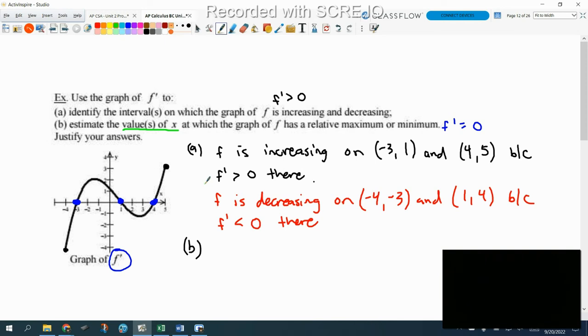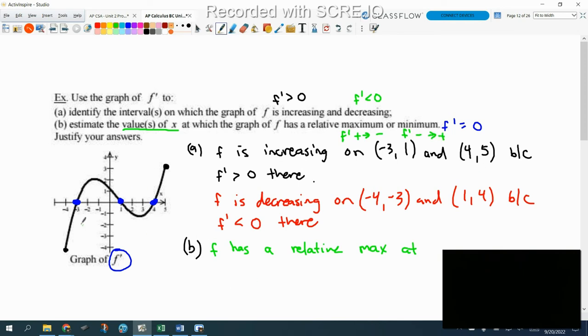Okay, so they're only allowed to ask you about the values of x on this part. Okay, so f has a relative max at... Okay, so I was going to write each time. For decreasing, that's where f prime is less than 0. For maximum, that's where f prime goes from positive to negative. And then minimum is where f prime goes from negative to positive.